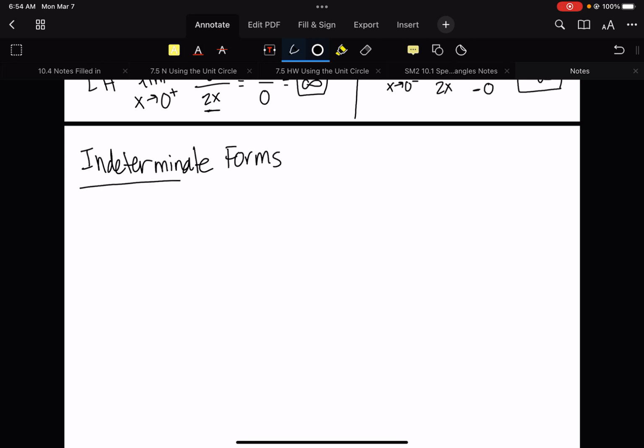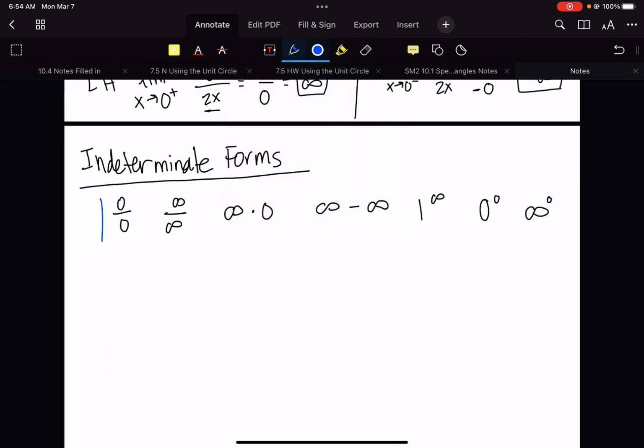There's actually like 8 different indeterminate forms. There's 0 over 0. There's infinity over infinity. There's infinity times 0. There's infinity minus infinity. There's 1 to the infinity, 0 to the 0, and infinity to the 0. So this is a huge list of indeterminate forms, and all of them are handled using L'Hopital's rule, but you have to do a little bit of work before you can start using L'Hopital's rule on them.